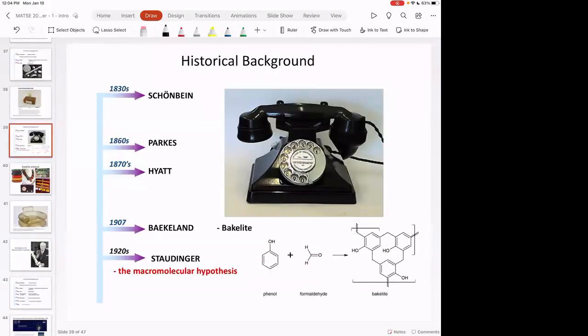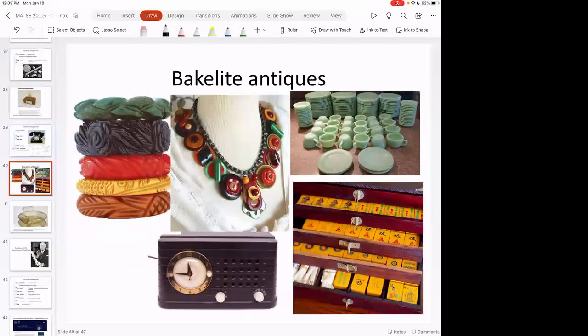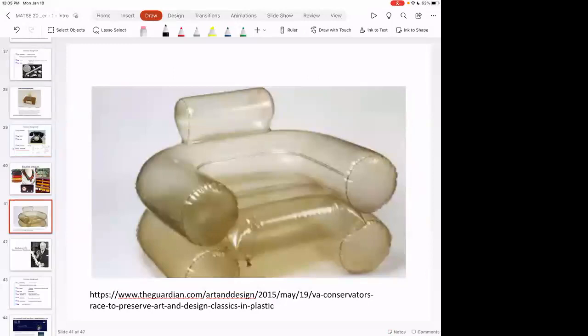So polymers have sort of been around for a long time, but they only knew about polymer chains since the 1920s. So Staudinger was awarded the Nobel Prize for coming up with the idea that polymers are chains. And now we've got polymer art and antiques. So Bakelite antiques are really interesting. We have modern art that's made out of polymers that people are trying to think about preserving.